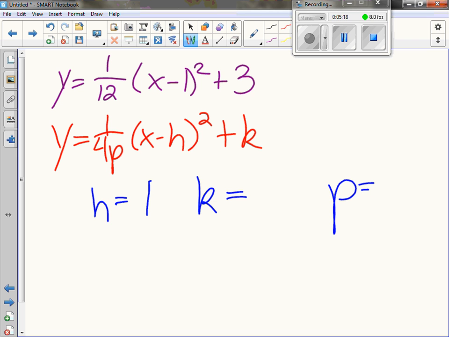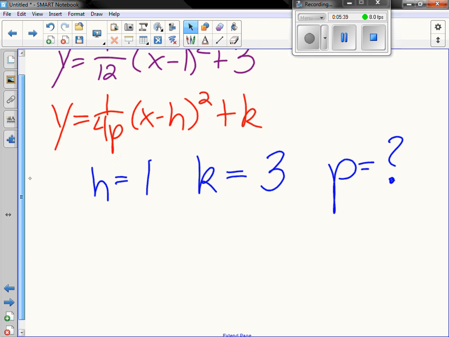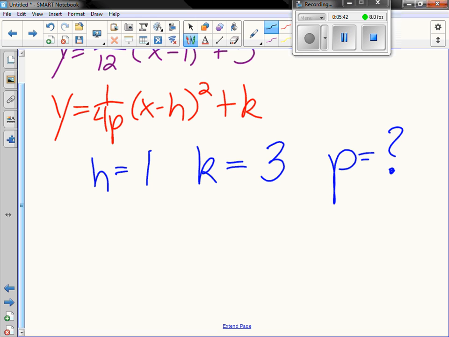How about K? Do we know the value of K? How about the value of P? Because 1 over 4P kind of matches with 1/12, yes? So we don't know the exact value of P. We might be able to speculate what it could be. So we'll get there in a second. And that is a logical way to do it. And we'll make sure and check it with the math here in a minute.